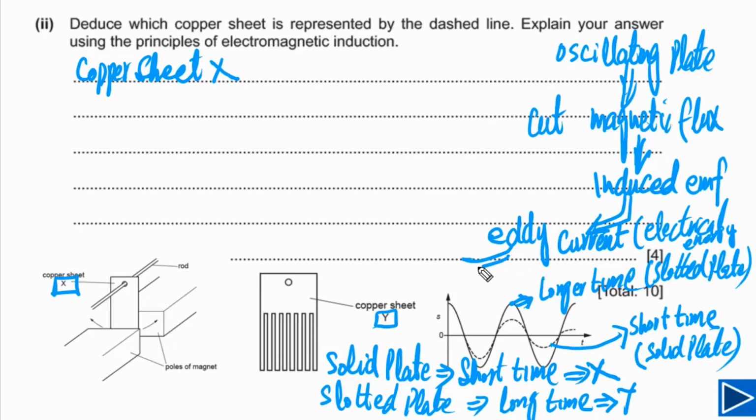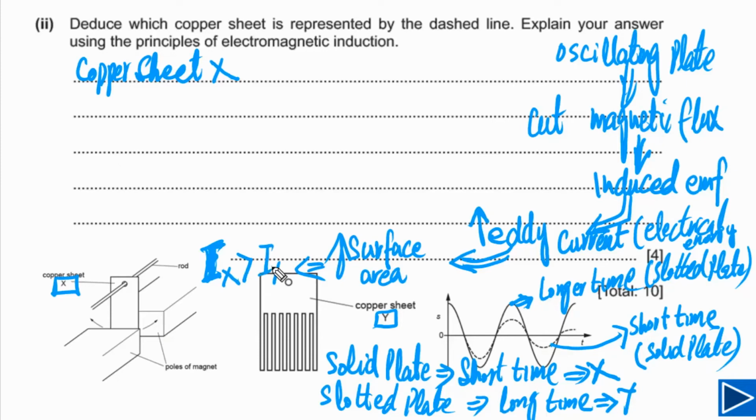And these eddy currents are different in the solid plate and in the slotted plate. If the surface area is large, eddy currents are large. If the surface area is larger, it means eddy currents are larger. So I can say I is representing eddy currents: in X it will be greater than in Y because the surface area of X is greater than the surface area of Y.